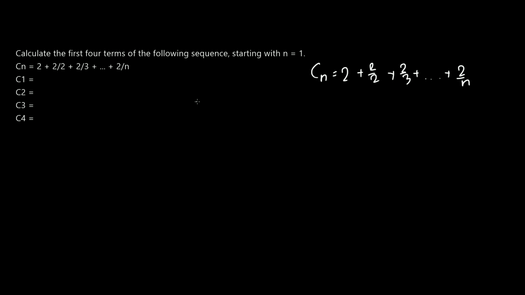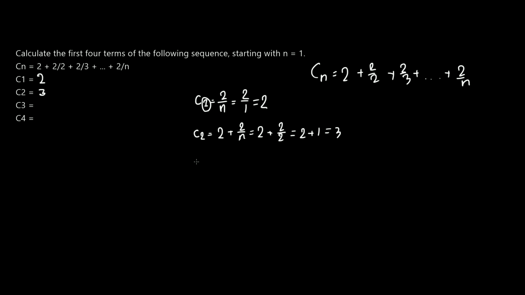So for example, at c sub 1, we are going to have 2 over n, and n is 1 at the moment. So this will be 2 over 1, which is simply 2. So the answer is 2. And then when we move on to c sub 2, we are going to have the 2 that we had previously plus an additional 2 over n. In this case, we know that n is 2. So it's going to be 2 plus 2 over 2, which is 2 plus 1, and it's just 3.